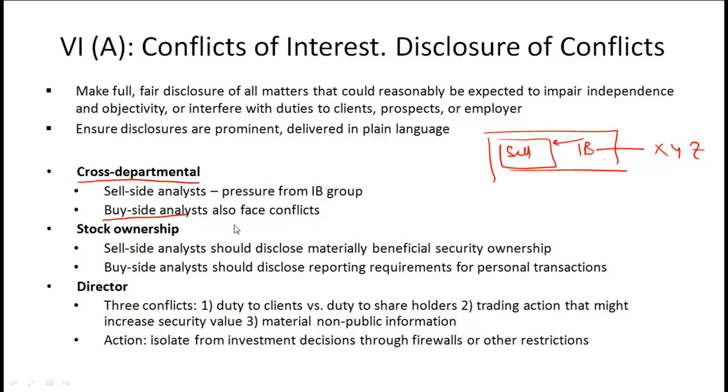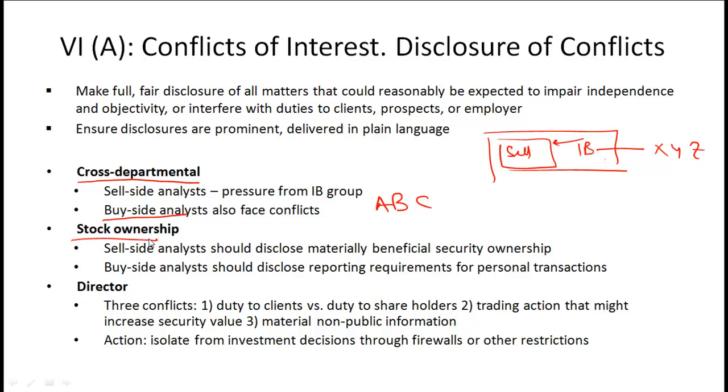Here, let's say you work at a pension fund, or at a bank, and you are a buy-side analyst involved with analyzing a given firm and determining whether or not to buy shares in that firm. There might be pressure from your marketing department that is seeking a separate relationship with ABC company that you are analyzing. So any such conflicts also need to be disclosed.